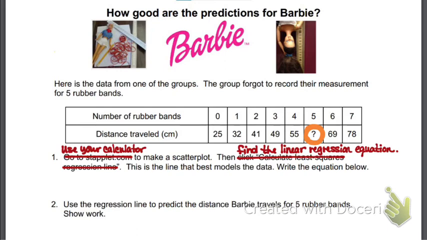To actually get it to give me my regression equation, what do I still need to do? Hit enter again. It tells me the value for A, and it tells me the value for B. Yours should also give you the R value. I reset my calculator over the weekend, so I didn't turn my diagnostic back on.